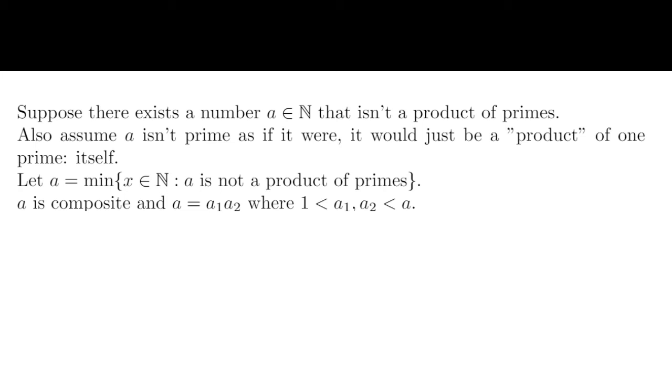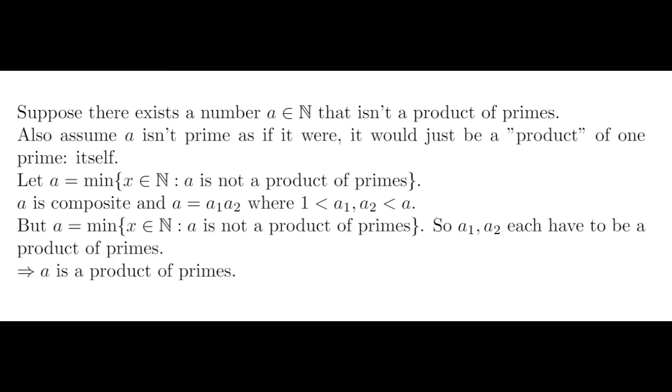A is composite and can be written as a1 times a2, where a1 and a2 are between 1 and a. Well, a1 and a2 are products of primes, since if they weren't, they'd be non-prime factorable numbers less than a, and we said that a had to be the smallest. So a1 and a2 are products of primes. So a has to be a product of primes anyways.